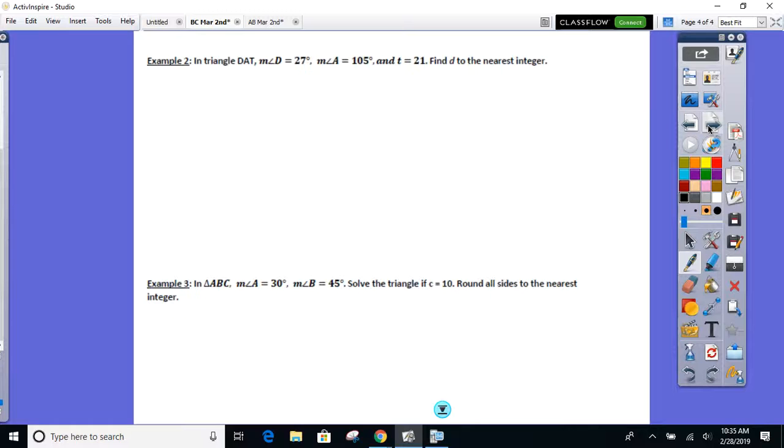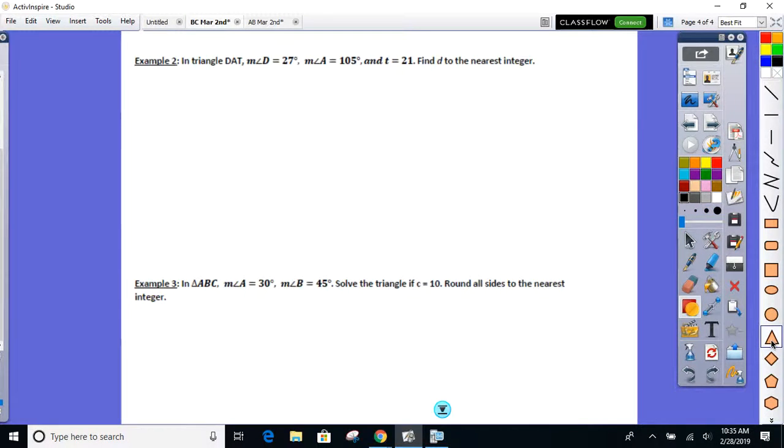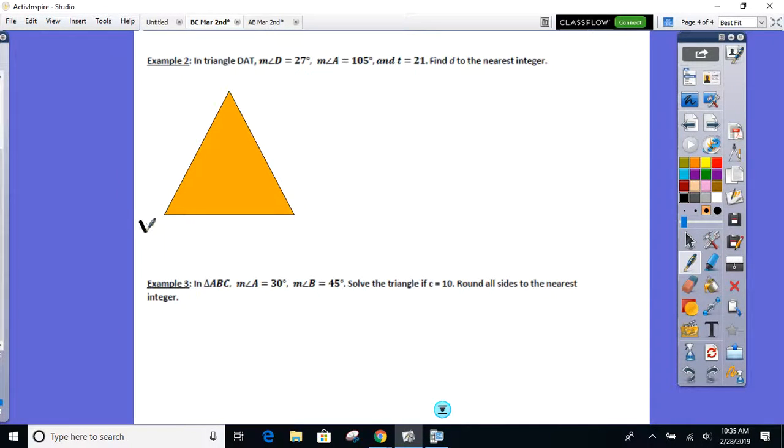All right, looks like we're going to have to draw our own triangle here. So I got triangle DAT. Angle D is 27 degrees. Angle A is 105. T. Okay, now we got to talk. There's a little something that comes up you might not be familiar with. Everyone see this right here? Lowercase t. Thoughts on what you think that is?